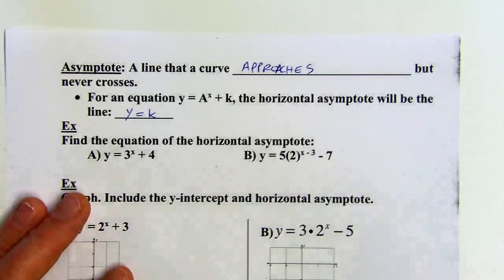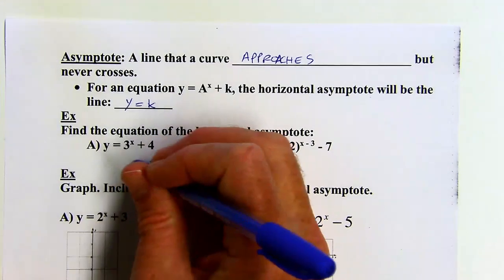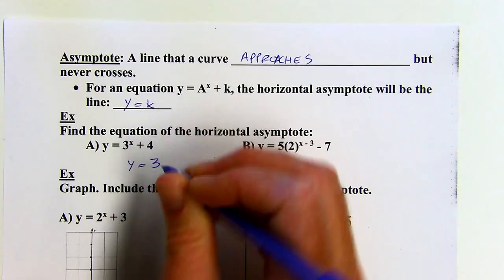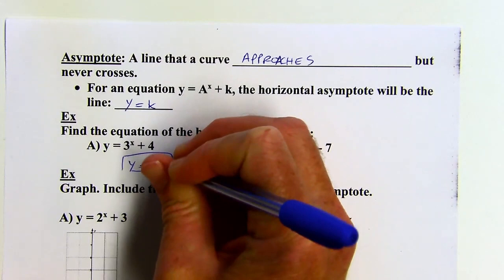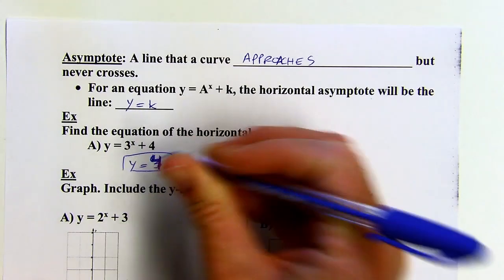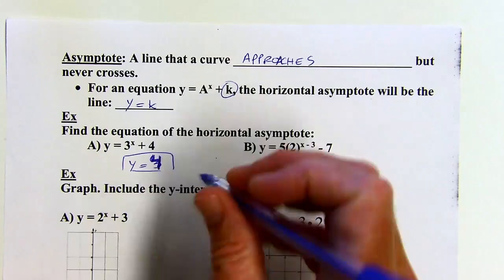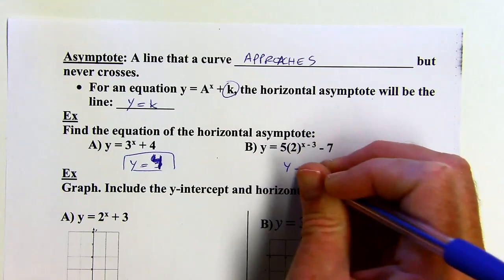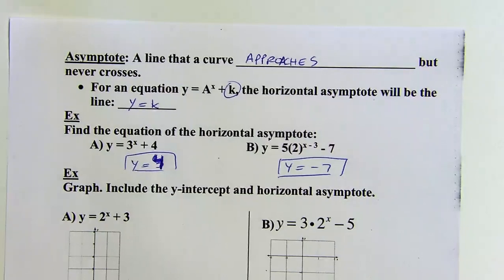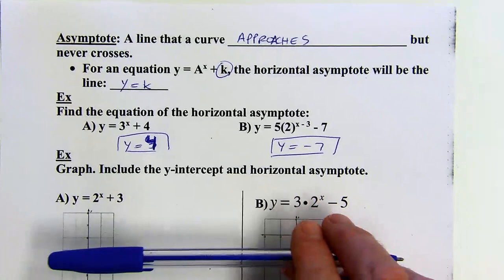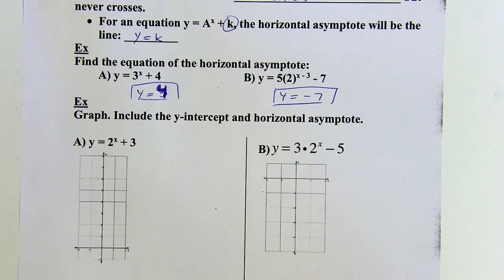Okay, so on those parent graphs it was 0, but now I've got, hey, I'm adding 4 here, and so my horizontal asymptote is going to be the line y equals, why did I write 3? Oh, it's early in the morning, making mistakes here. My k value there is 4. That's in the k position. I'm looking for what's added to the end. And here I'm going to have y equals negative 7. Okay, y equals lines are always horizontal, and so these exponential functions are going to have horizontal asymptotes.